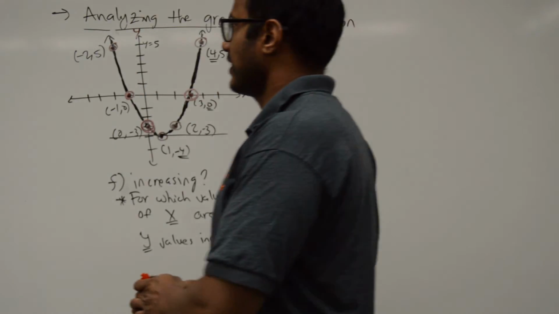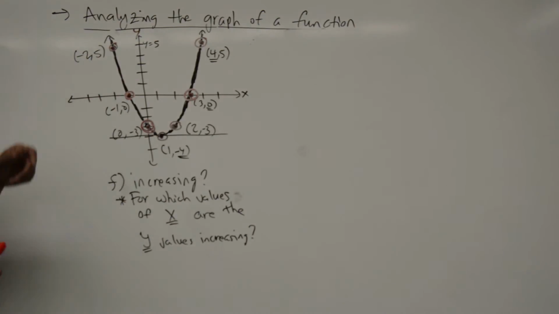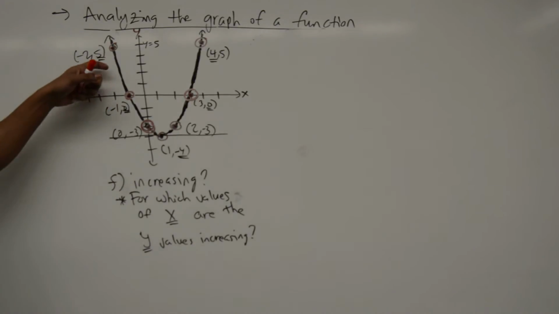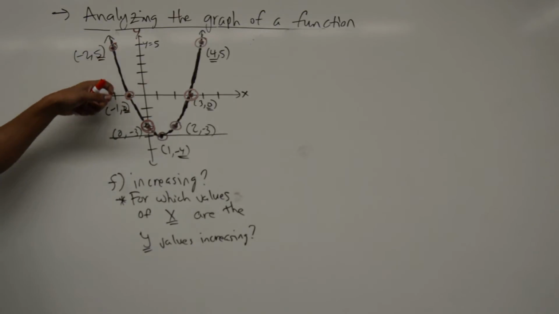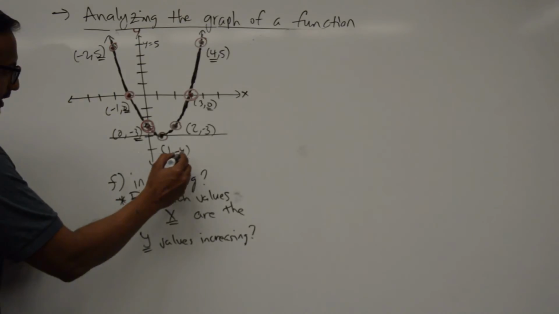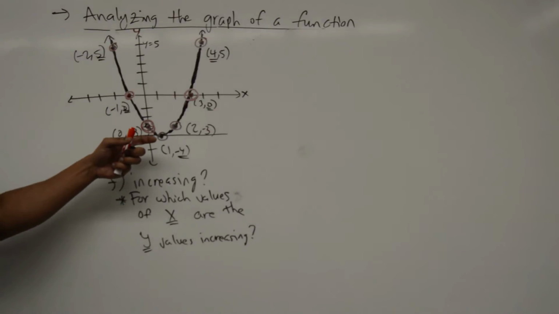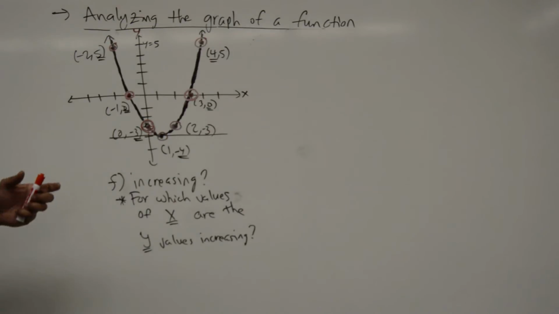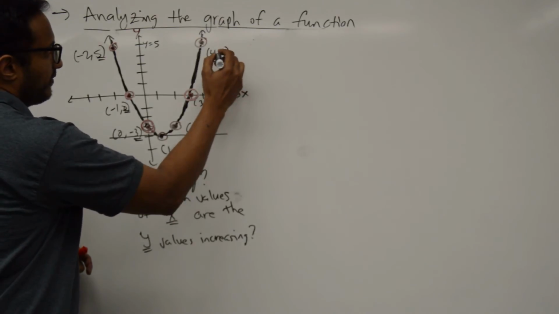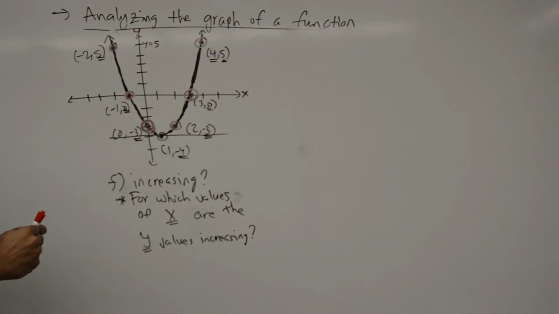Now let's look at the y values. Here, the y value is 5. Here, the y value is 0. So the y values are decreasing. We're going from 5 to 0 to -3, and then to -4. After -4, guess what happens? The y values start increasing. We go from -4 to -3 to 0 to 5, and so on and so forth.